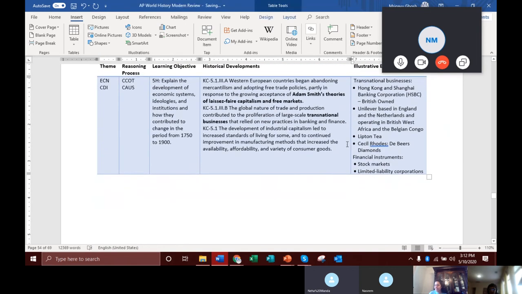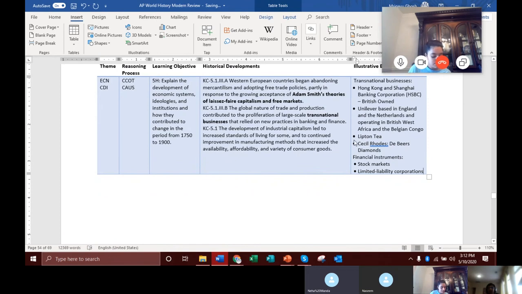Anyways, we have financial instruments such as stock markets and limited liability corporations. LLCs.